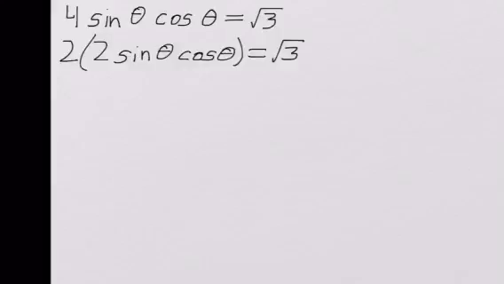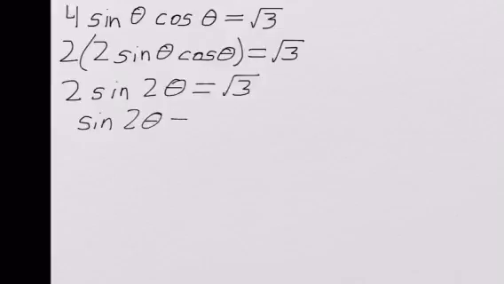So, as I mentioned, 2 sine theta cosine theta is sine of 2 theta. So we get 2 sine of 2 theta is equal to the square root of 3. So now divide both sides by 2. Get sine of 2 theta is equal to the square root of 3 divided by 2. And let me rewrite that a little bit just so that we don't get confused with my bad markings there.